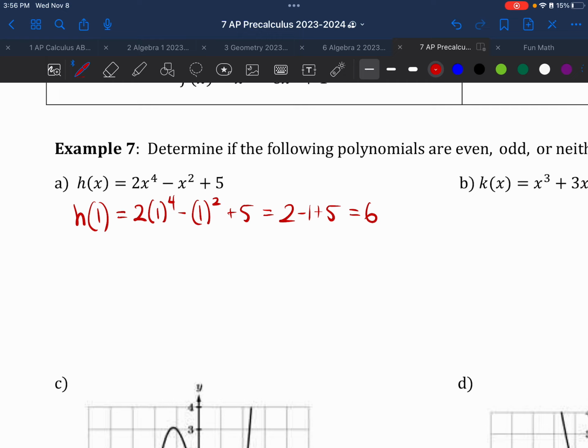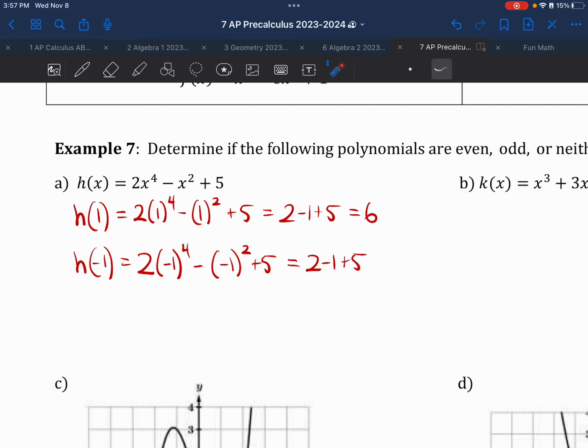If this height is the same height down here as h of -1, then it's going to be even. And if it's not, then it might be odd. We'll have to do further analysis. Let's do 2 times -1 to the power 4 minus 1 times -1 to the power of 2 plus 5. This is going to be equal to 2 minus 1 plus 5. Again, whenever you have an even power, these signs turn positive, and this is going to be equal to 6. Because these are the same heights on either side of the y-axis, at -1 and +1, this one is even.